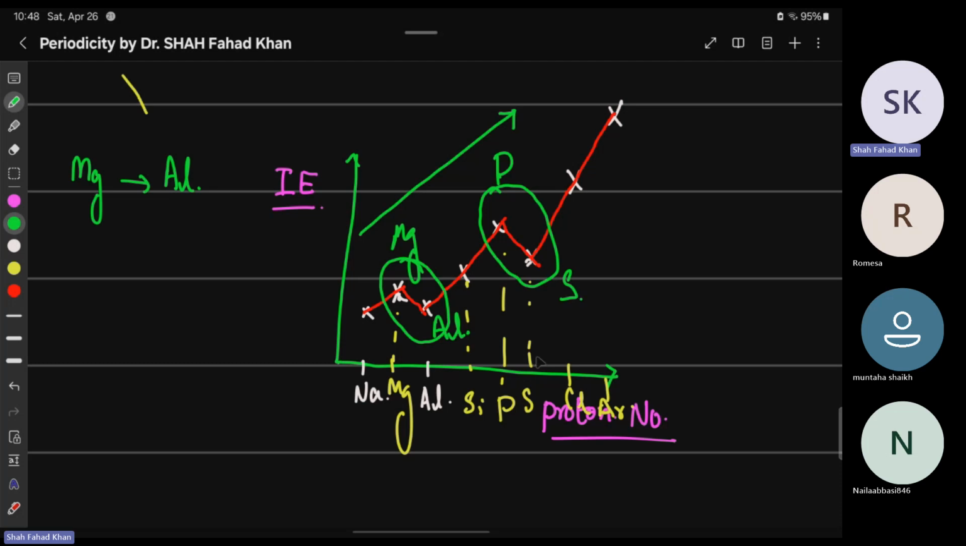So now let's study why exactly these exceptions occur. Does anyone know why there are these two exceptions? Does anyone know the reasoning for magnesium to aluminum and the reasoning for phosphorus to sulfur?